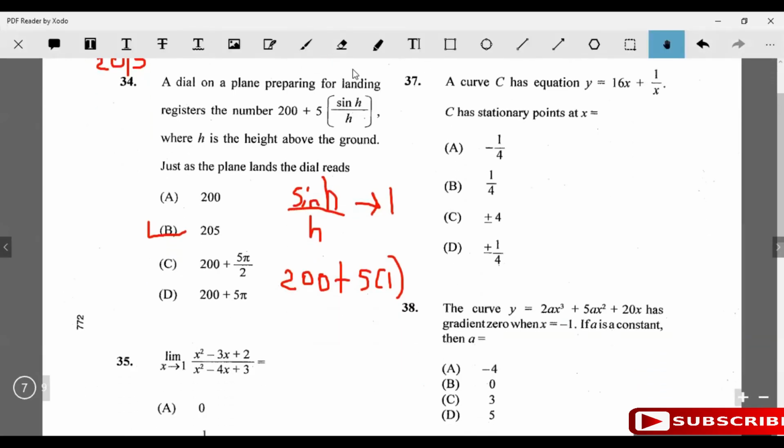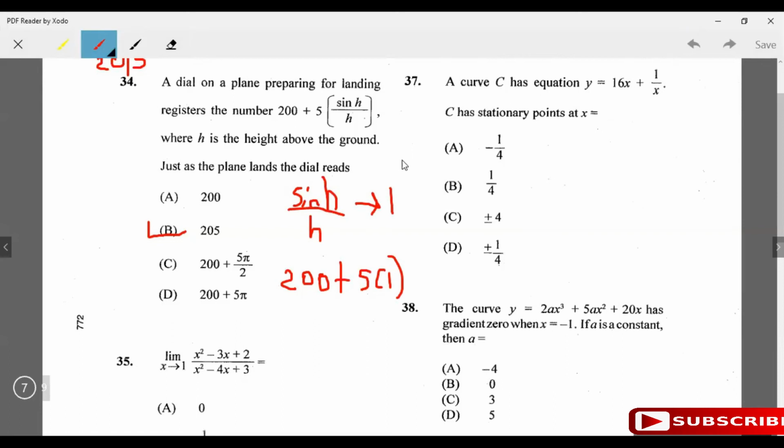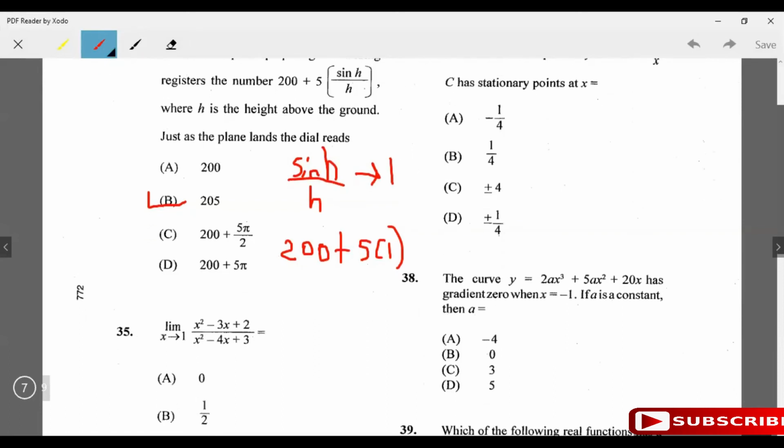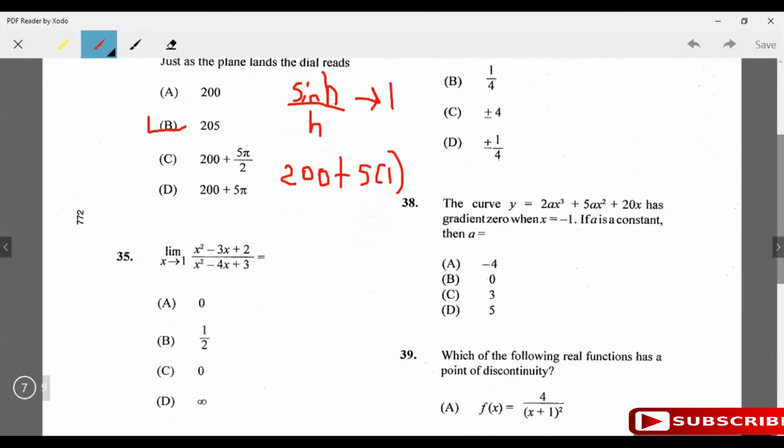205. Question 35 asks: the limit as x goes to 1 of x squared minus 3x plus 2 over x squared minus 4x plus 3. So that's what that question asks. Now in order to do this question, look at it carefully: x squared minus 4x plus 3 and x squared minus 3x plus 2.